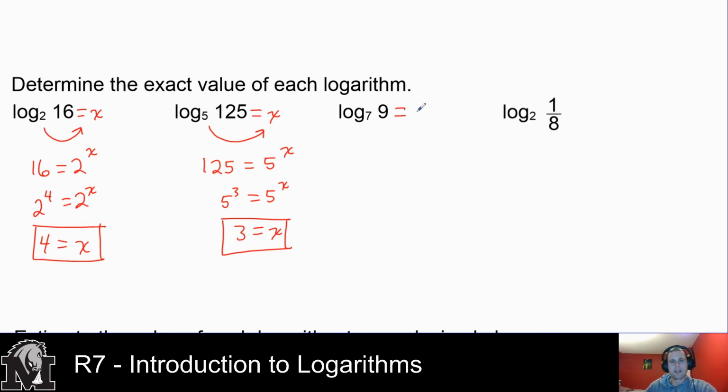The third one, I'm going to do the exact same process. So I'm going to set this equal to x. Now the 7 has to go to the other side. And this should actually be a 49 in here. So set that equal to x. And 49 equals 7 to the power x. So we have to express 49 with a base of 7. So 49 is 7 squared. Now that our bases are the same, our exponents must also be the same.